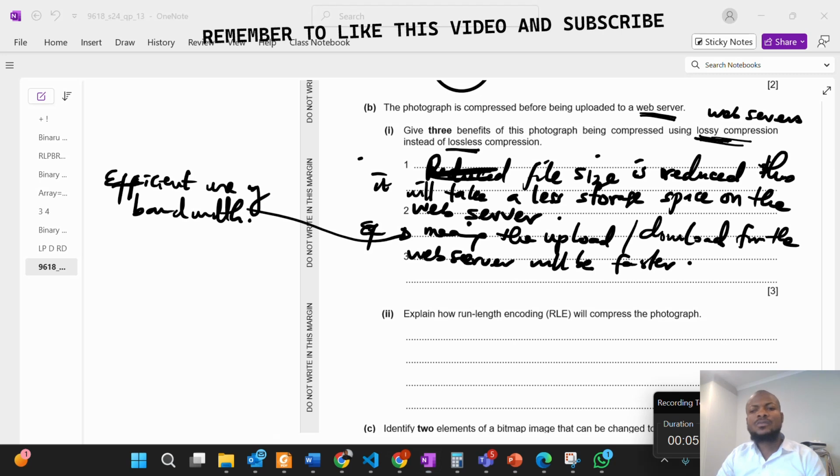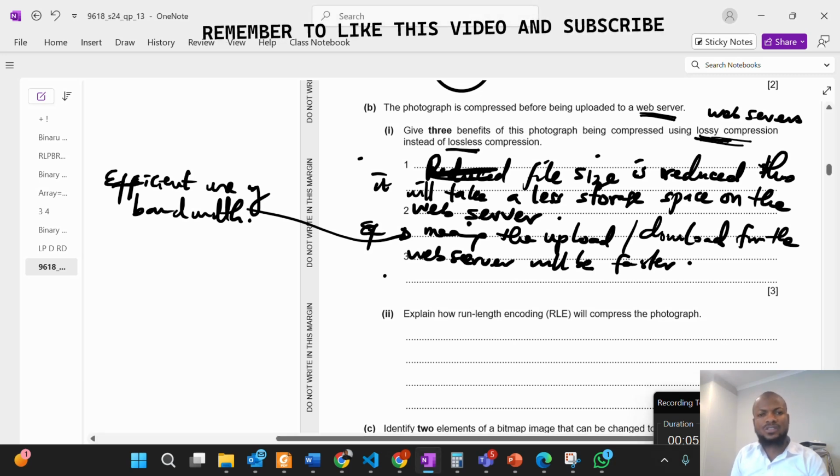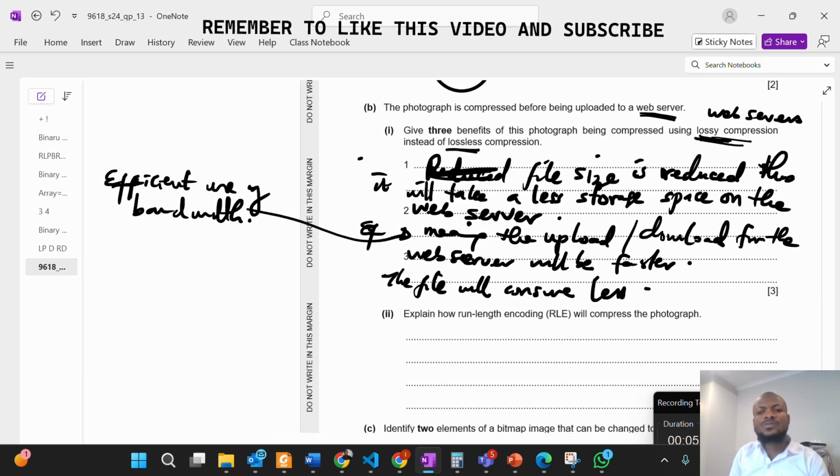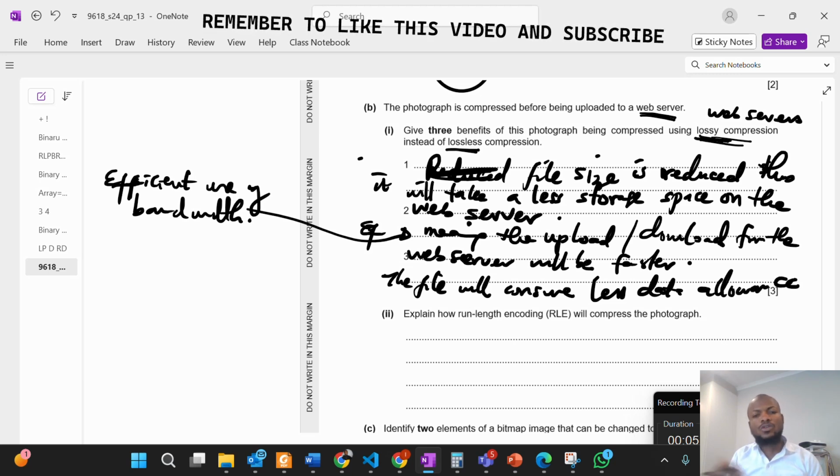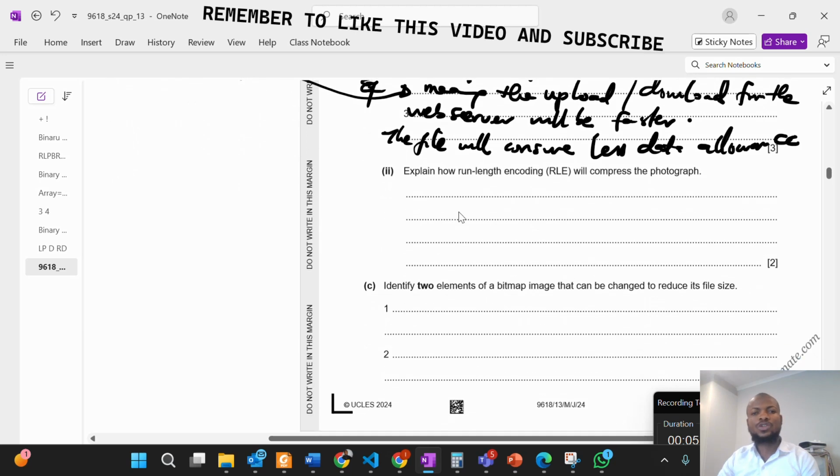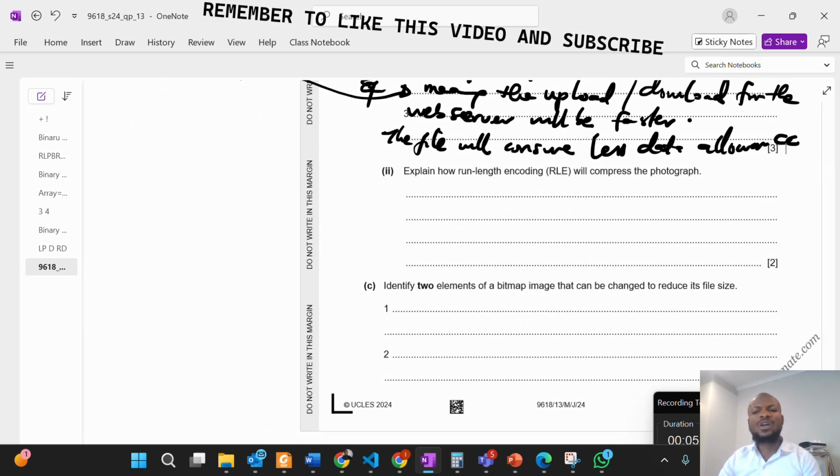Now for the third point, the file will consume less data allowance. That is, it will consume less data during the transfer of the file to and fro from the web server. I hope this is understood. So that has answered the question. Now the next question: explain how run length encoding will compress the photograph.